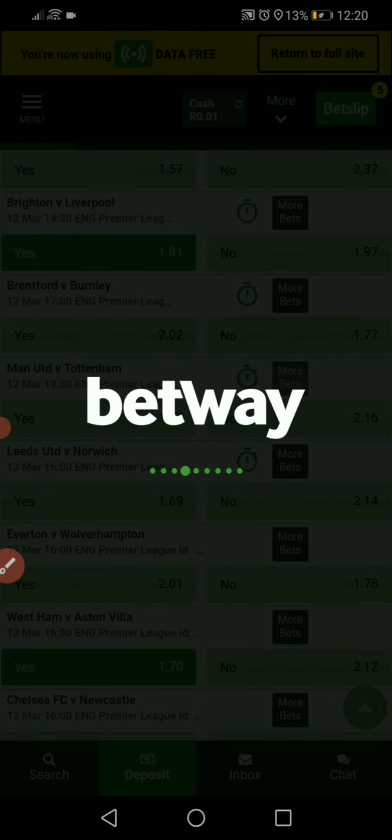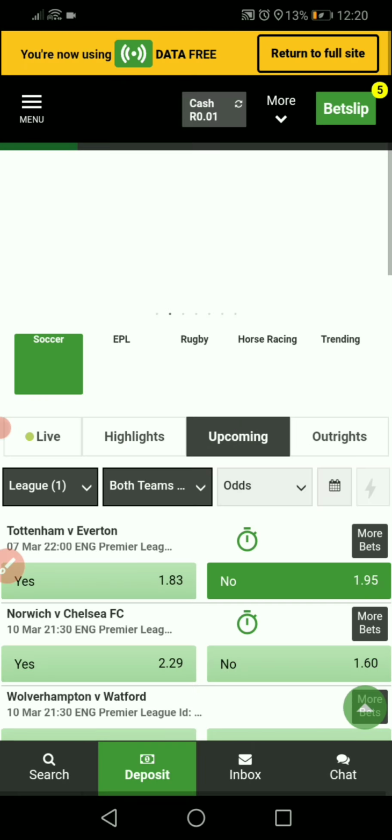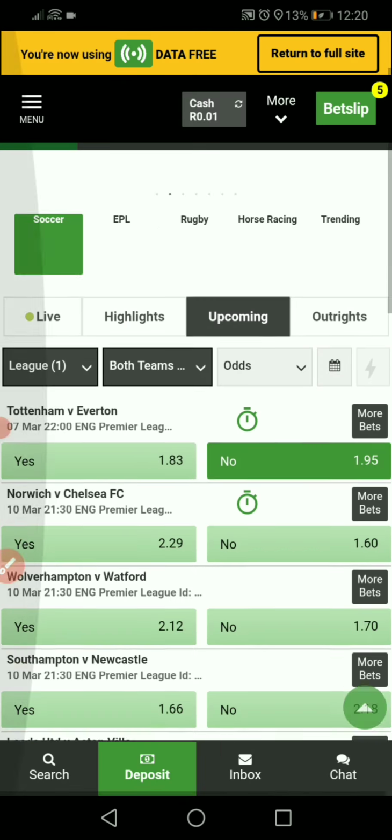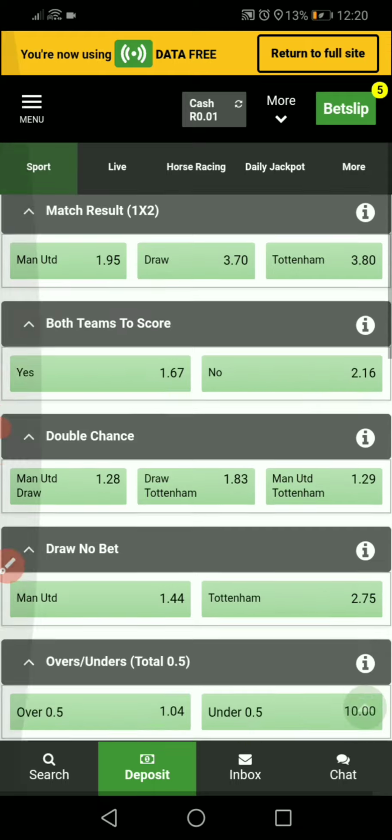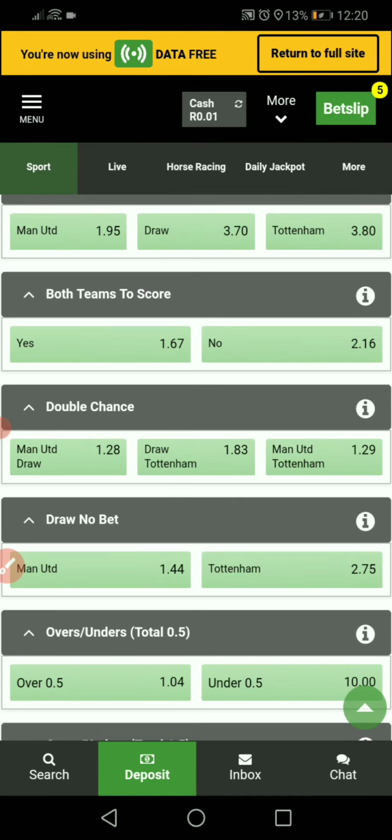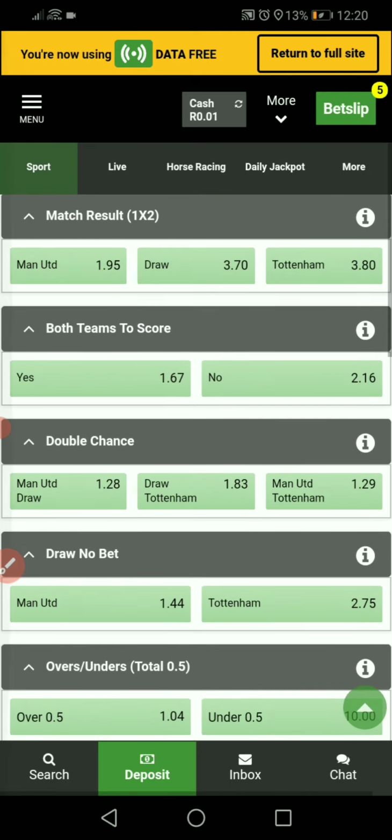Guys, let's go for this one. Now, guys, I'm teaching you how to analyze this, to go and win your bet, guys. I don't want you to lose money. I'm telling you, guys, if you follow my strategy, you won't go wrong. So, here is Man United and Tottenham.